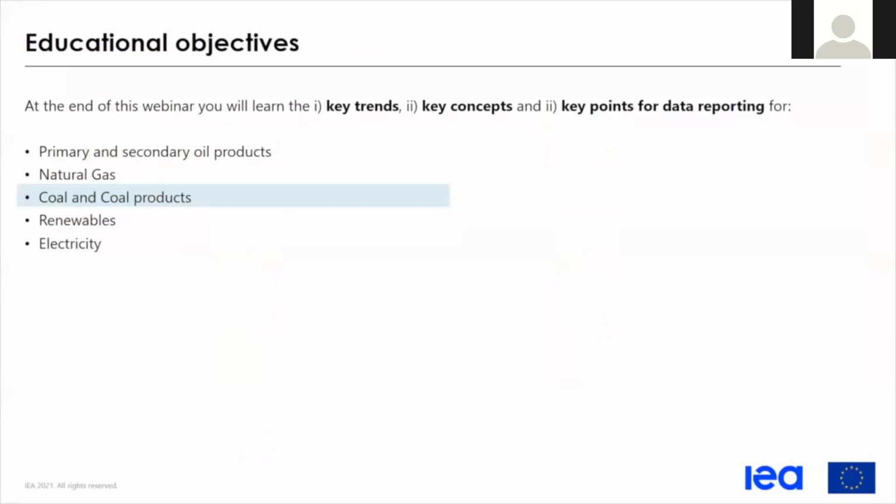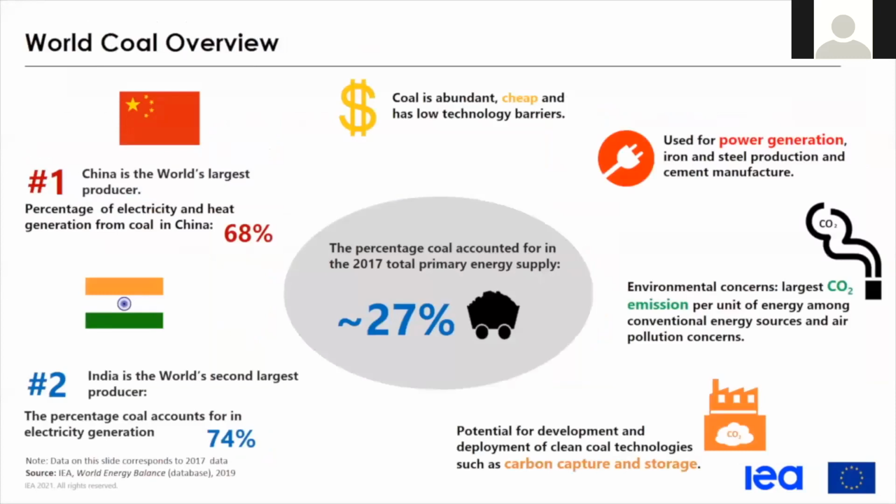Regarding coal, the key trends are, of course, located in Asia with China and India. China is the world's largest producer of coal, followed closely by India, and those two countries use a large part of coal because of its abundance, cheap cost, and low technology barriers that allow a quick generation of electricity and support for industrial activities, such as iron and steel production and cement manufacturing, for example.